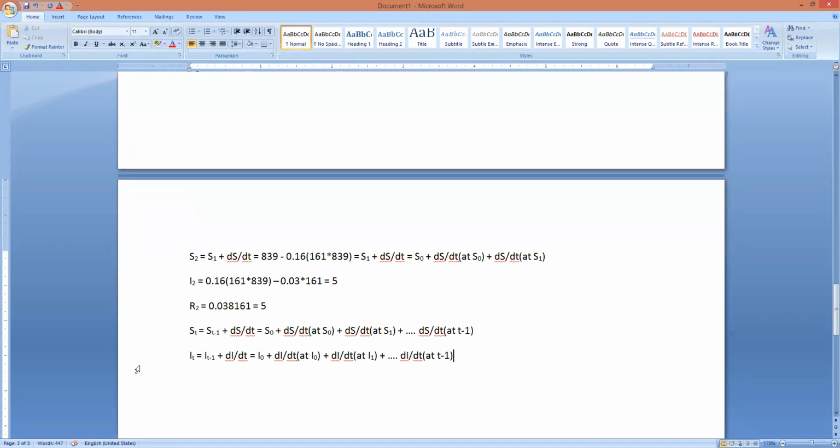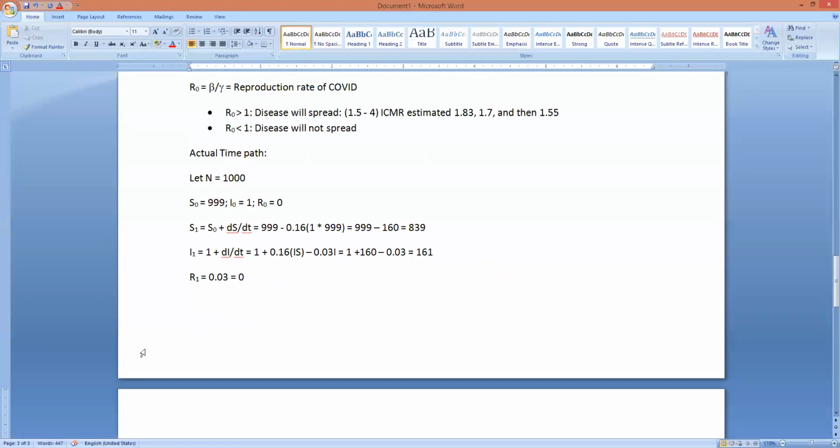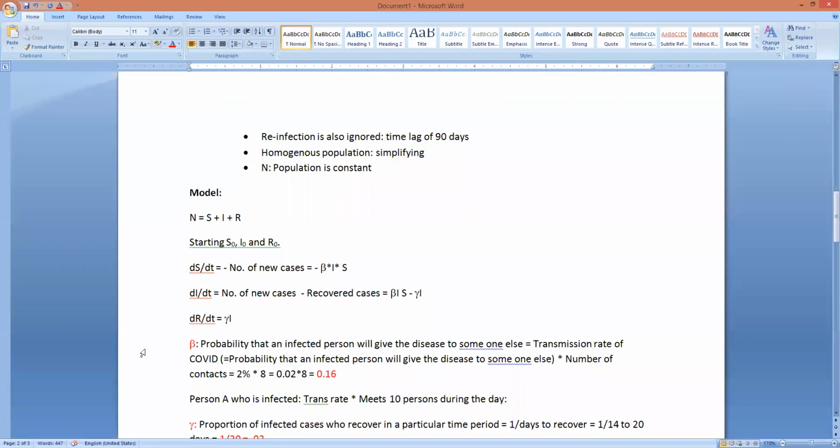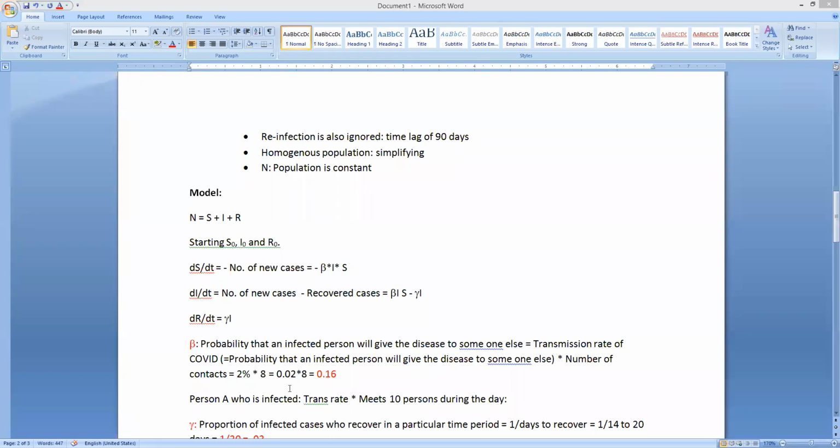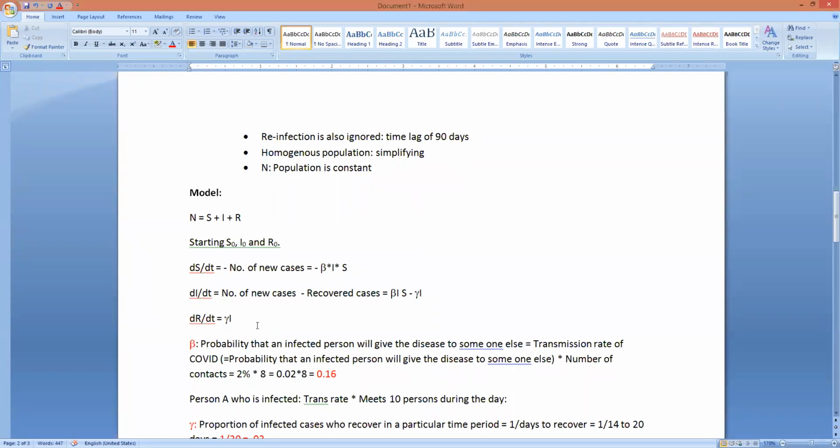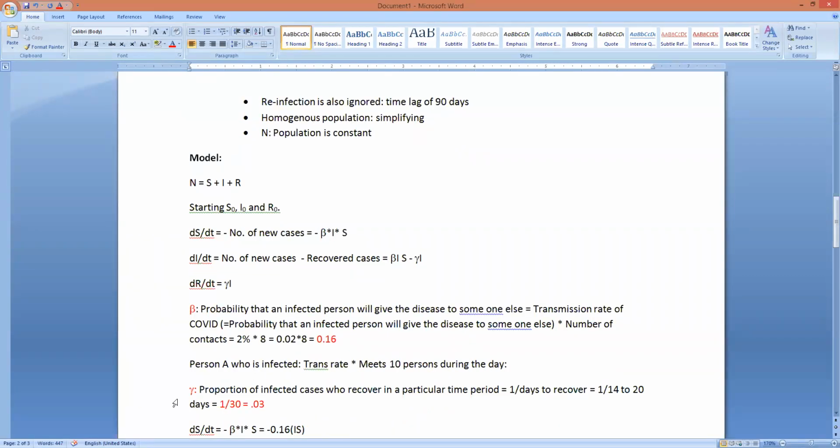Sir, could you go back to that slide where you defined del S del T? When you define beta times S, like the transmission rate of COVID times the number of people that individual comes into contact with, that is the number of people infected by one person, right? Yes, beta is 1%, and times the total number of infected people, that is the total number of people who are susceptible. Right.